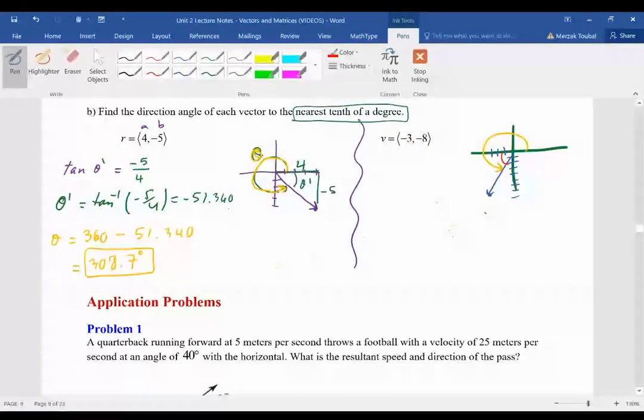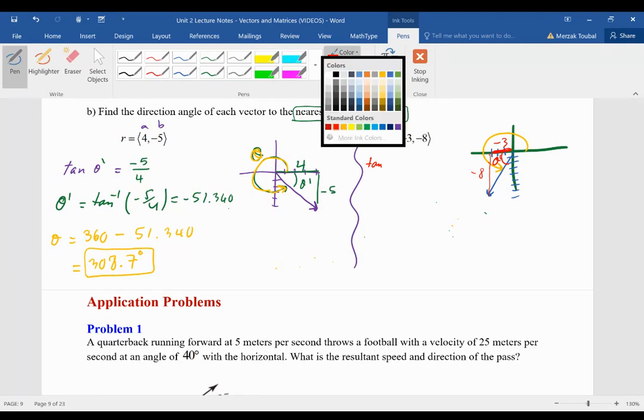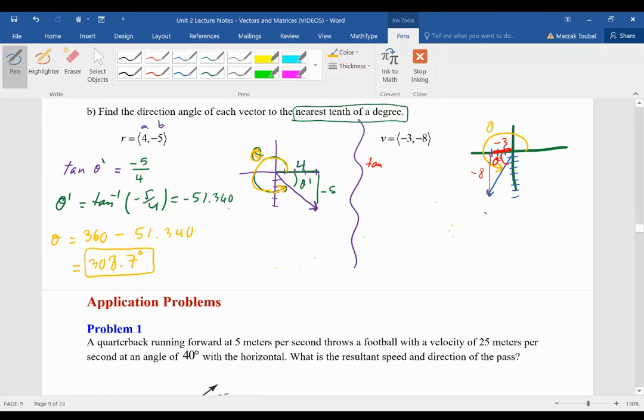It'll be that one. Let's see what happens. All right. So now we're going to use the same idea. This one here is -8. This one here is -3. So we know that tangent of, let's call this one theta prime, and the yellow one theta. Same as the previous one. So this is theta, and the other one is theta prime.